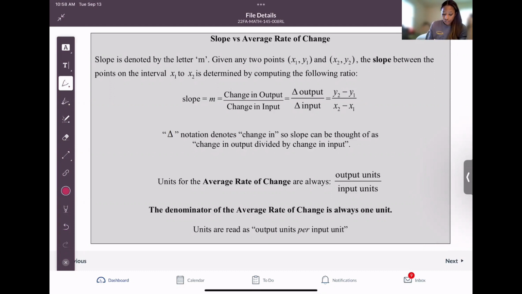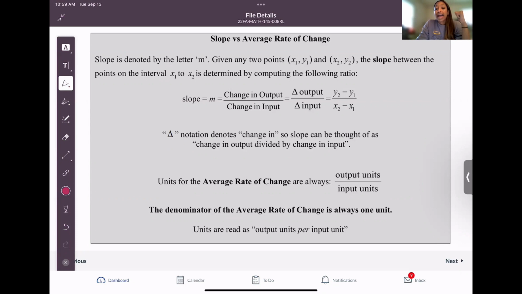You'll see this notation delta a lot, the little triangle. Delta output means the change in the output. Delta input means change in the input. And then when we're dealing with linear functions, basically calculating the average rate of change is the same as finding the slope. The only difference is the slope is represented by just a number.